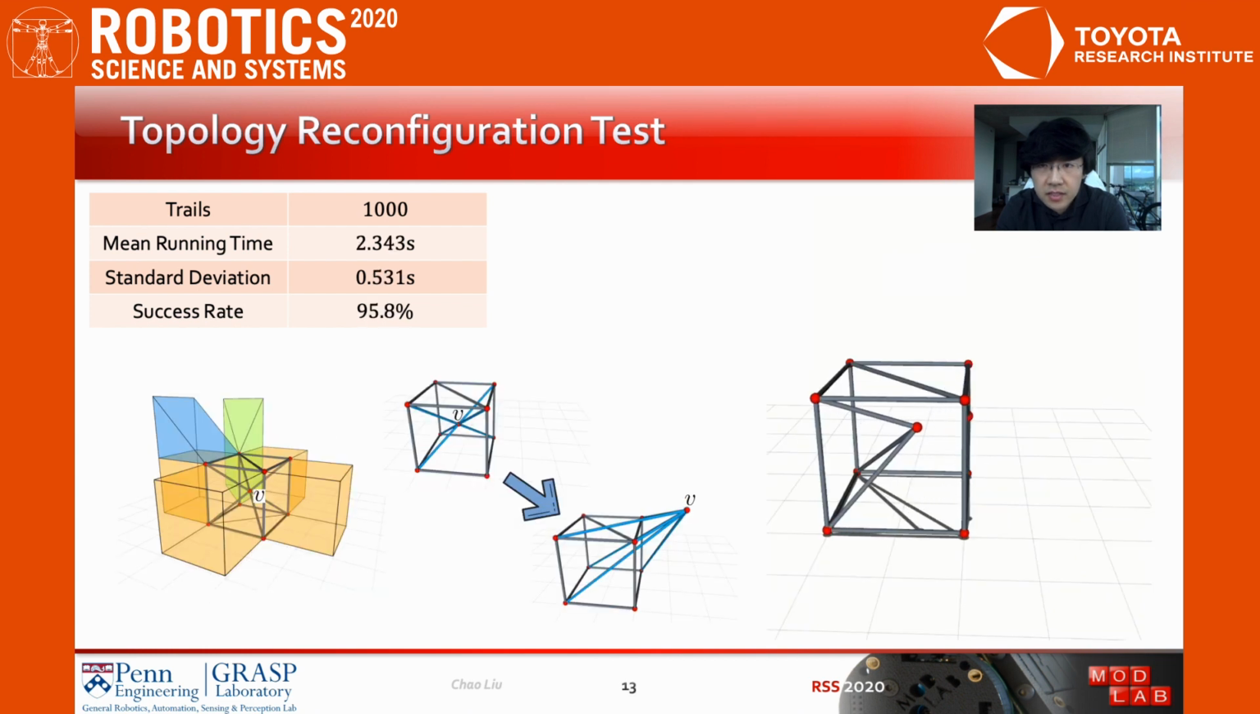This is a more difficult test that we need to reconfigure a node twice in order to go around the obstacles. We tested this one for 1000 times, and the performance is shown in the table.